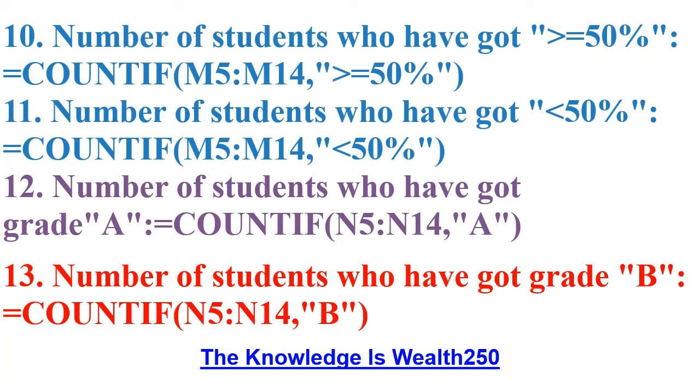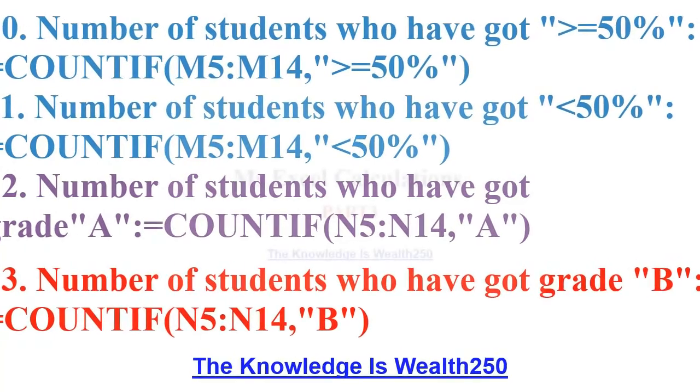Okay, formula number 11. It is the calculations of the number of students who have got less than 50%. So the formula is there, how we perform this formula. And the formula number 12, it is the calculations of the number of students who have got grade A. So how many students do we have in our table who have got grade A? It is the same formula that you have to apply. Number 13, calculation of the number of students who have got grade B. So the formula is there. You watch it there.